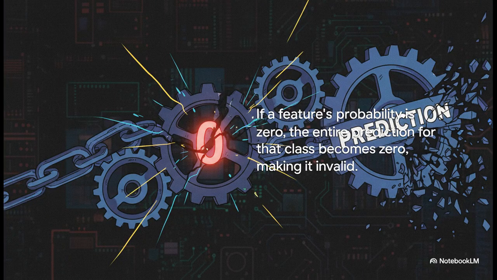See, here's the killer problem. Since we're multiplying a bunch of probabilities together, if any single one of them is 0, the whole thing becomes 0. End of story. Think about it. If a spam filter has never seen the word inheritance in a fraudulent email, it gives it a 0 probability. So the next time it sees an email with that word, the model will just decide it's impossible for it to be fraudulent. The whole prediction just completely falls apart.